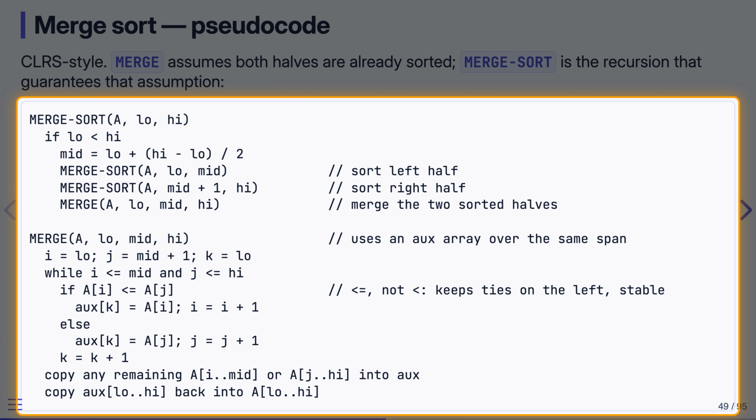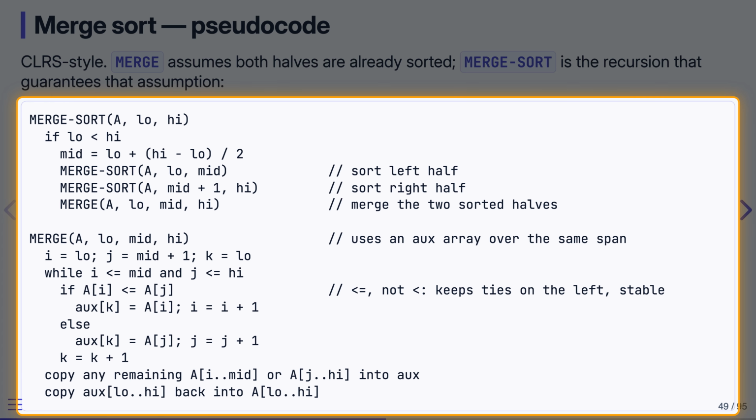Let's read the pseudocode. Merge sort is the recursion. If low is less than high, there is more than 1 element, so we find the midpoint. Mid is low plus high minus low over 2. Then we sort the left half, sort the right half, and merge the 2 sorted halves.